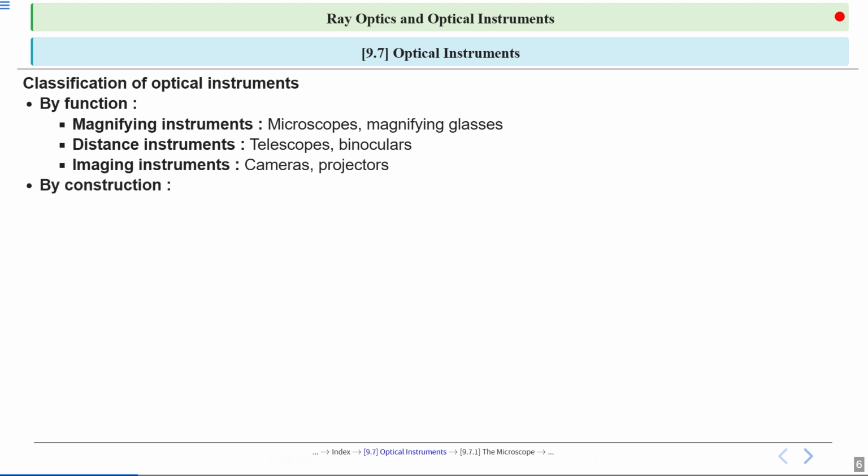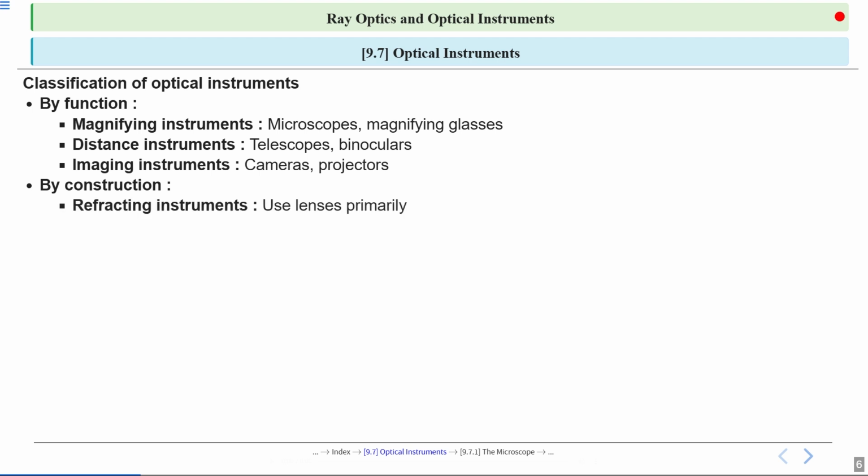Now let's shift to the second classification, by construction. This focuses on the materials and methods used to build the instruments. Understanding this helps us see why certain instruments are better suited for specific tasks.